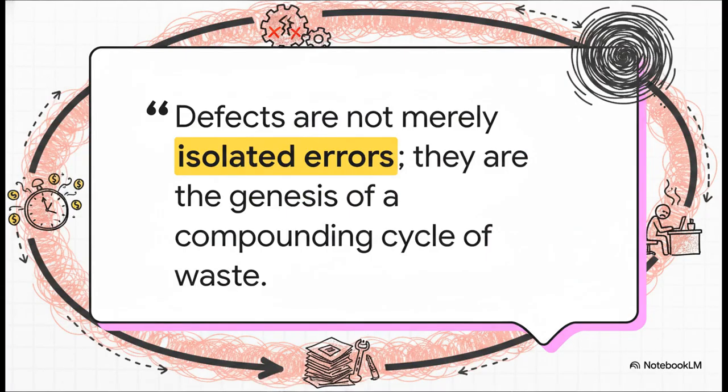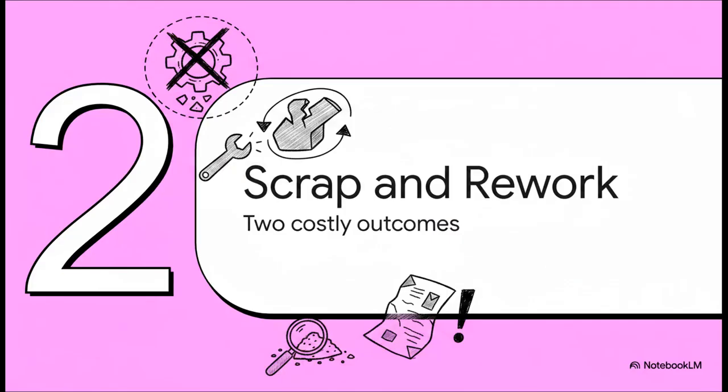And this, right here, is the heart of the problem. A defect isn't just a one-off mistake. It's the genesis of a compounding cycle. It's like a snowball rolling downhill. Each error kicks off a chain reaction, draining your resources and absolutely crushing productivity along the way. Okay, so let's get our terms straight, because every single defect leads to one of two very costly outcomes. It either becomes scrap or it requires rework.